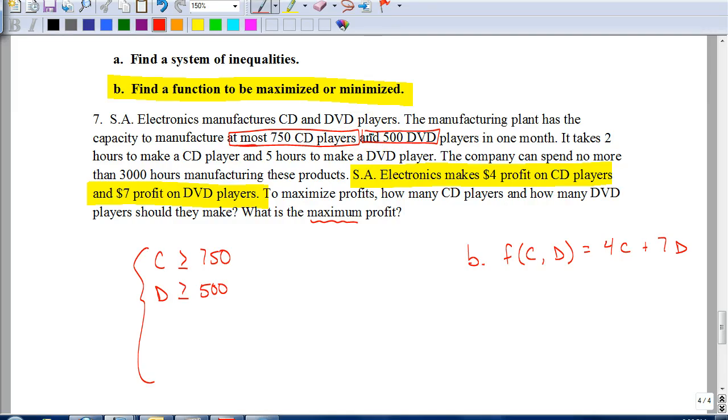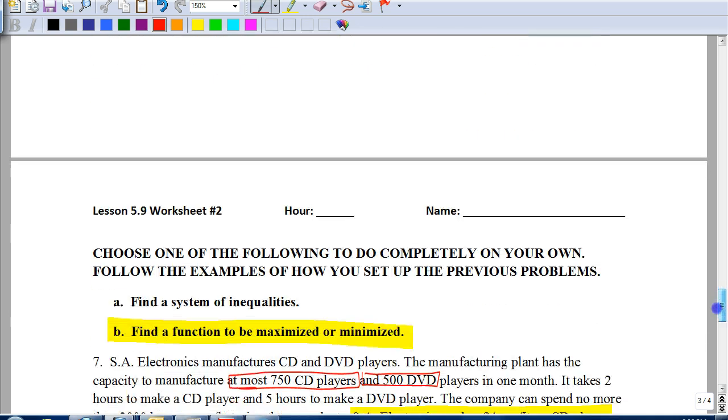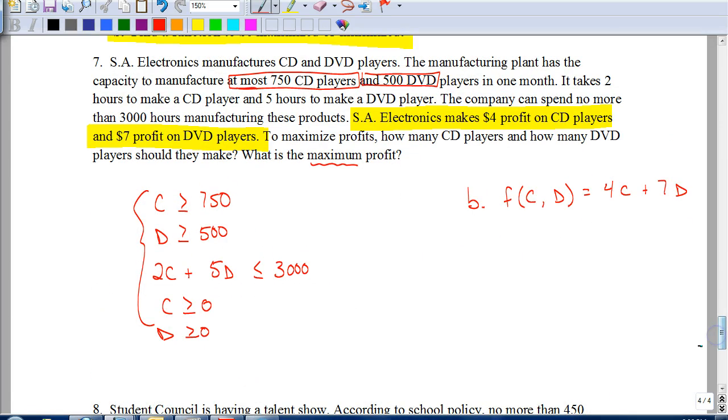Now it says it takes 2 hours to make a CD player and 5 hours to make a DVD player, and they can spend no more than 3,000 hours manufacturing these products. So that's our only other inequality: it takes 2 hours to make a CD player, and 5 hours to make a DVD player, and they can spend no more than 3,000 hours, so it's got to be less than or equal to 3,000. And again, don't forget our common sense inequalities, that C has to be greater than or equal to 0, and D has to be greater than or equal to 0. Did I forget that in the last one? Nope. Okay. And that's your answer.